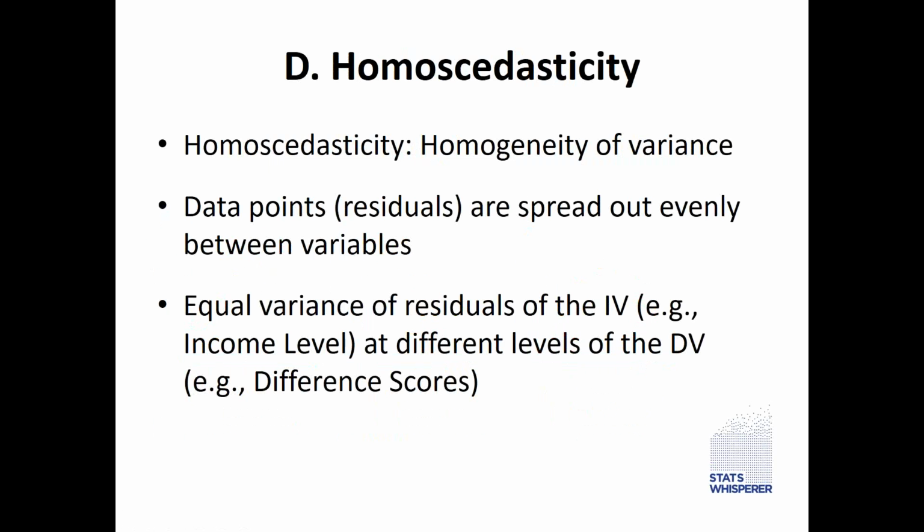Okay, so the next step, and all this is in the written portion too. So we're going rapidly, but for a slower presentation, just look at the written materials. So homoscedasticity, the homogeneity, meaning the same, of variance. So we're looking at if data points are spread out evenly between variables. So the parametric tests assume equivalence of variances. So specifically what it's looking at is if there's equal variance in the independent variable at different levels of the dependent variable, such as income relative to difference scores.